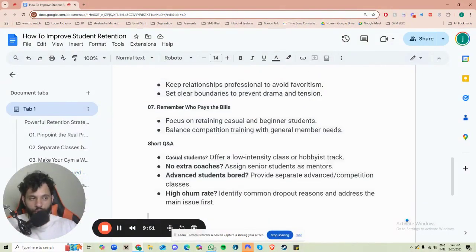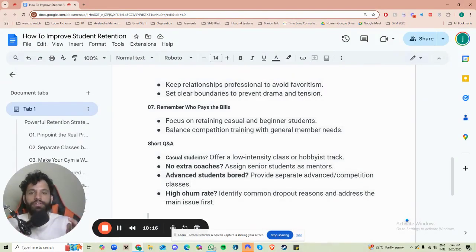The last thing we want to talk about is we need to remember who pays the bills, right? So at the end of the day, most gyms rely on those white to blue belts for their revenue. Sure, advanced belts bring in that experience, but 90% of your members who are paying the bills are going to be the white belts, right? So you do want to make sure your classes are catered to them.